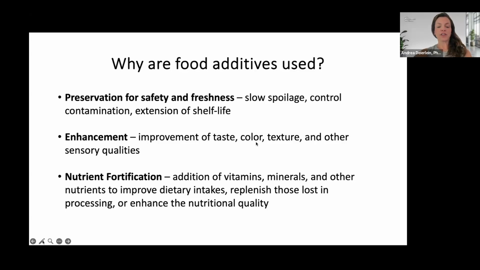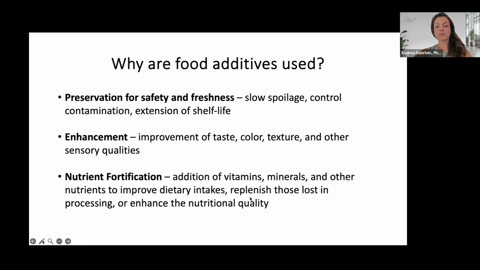And then nutrient fortification. So thinking about the addition of vitamins, minerals, and other nutrients that might be added to products to improve dietary intake. An example is how folic acid is added to our grain products. Part of that is to improve intakes, particularly of women of reproductive age who are at risk of getting pregnant, and that's obviously to reduce the risk of neural tube defects.